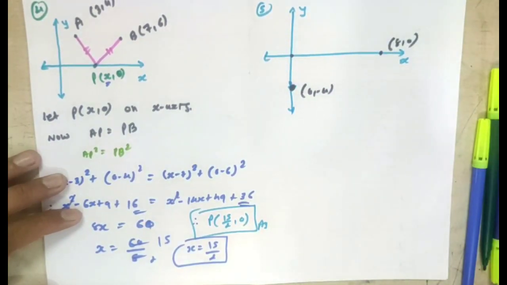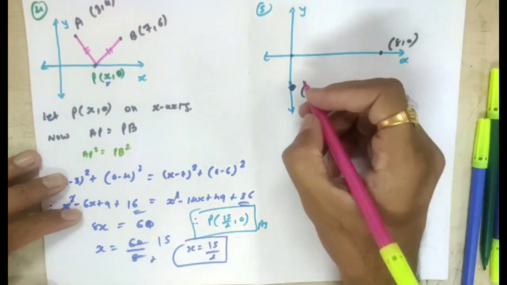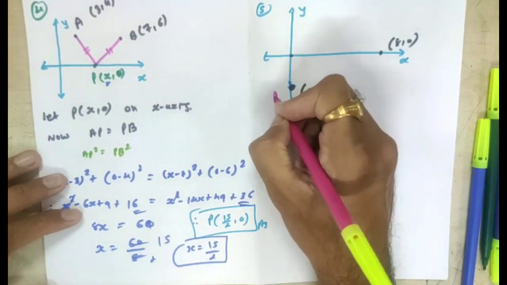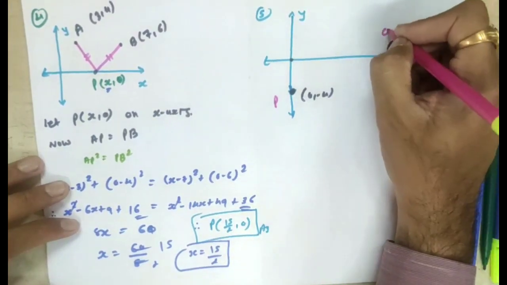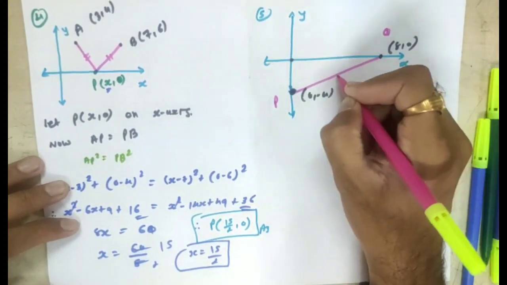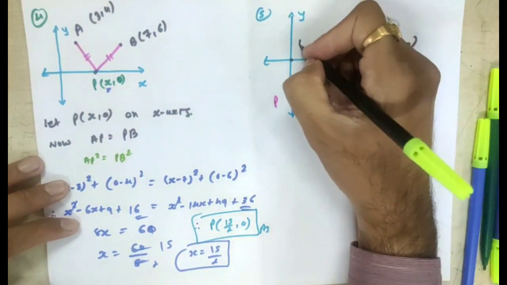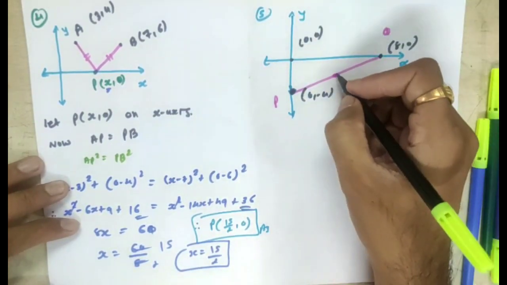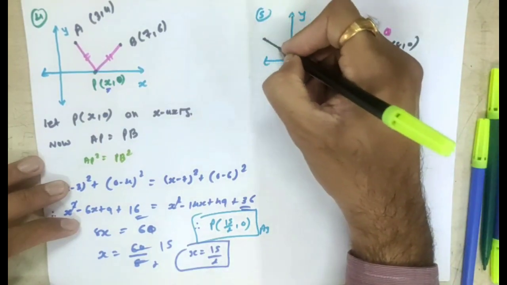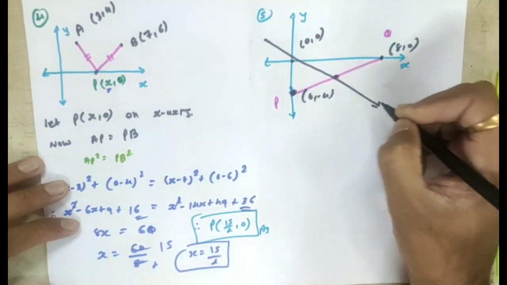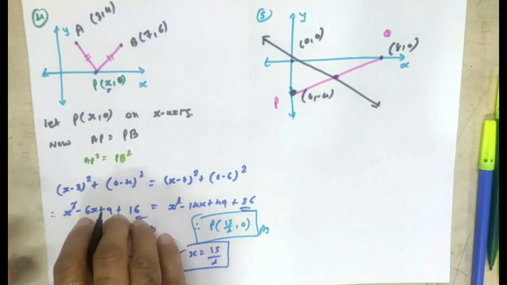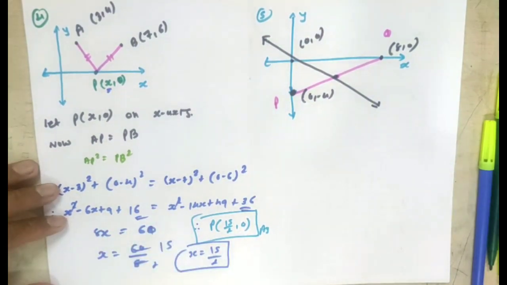So here the line is passing through the midpoint of this line segment. Suppose we call this point P and this point Q. The midpoint of line segment PQ will be here. So our line is passing through the origin, that is 0 0, and this midpoint. Done. So you have to find the slope of this line. Clear? So what is the midpoint of PQ?